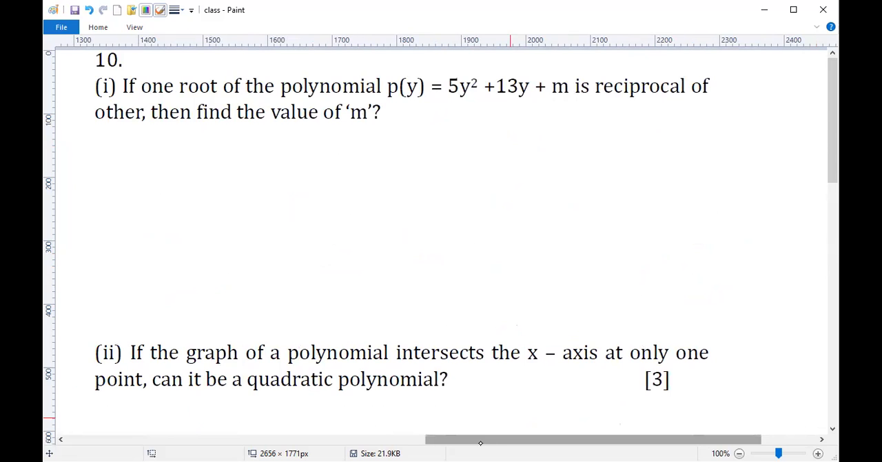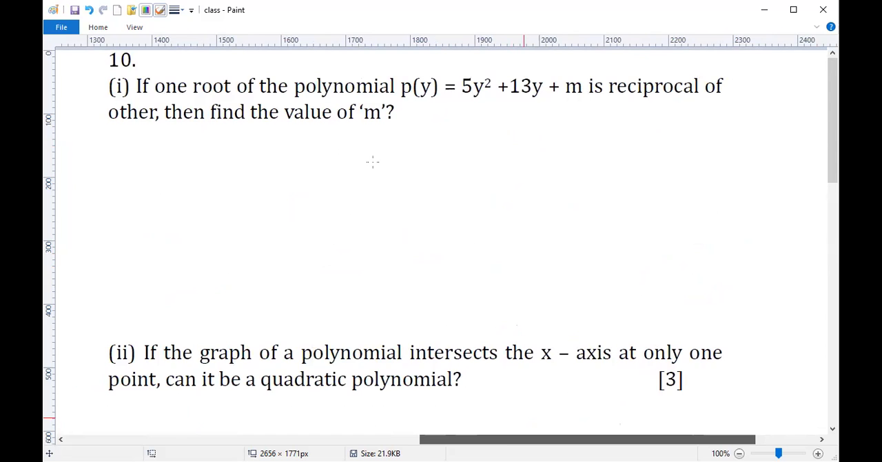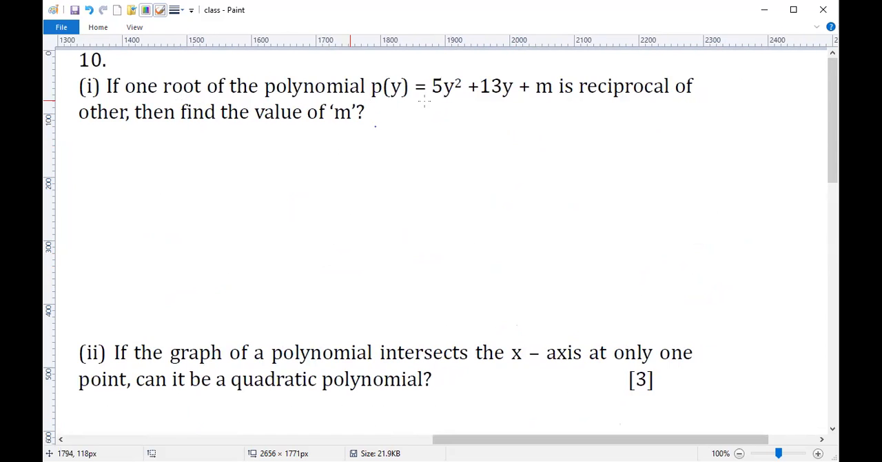Question number 10. If one root of the polynomial is reciprocal of the other, then find the value of m. See, this also has two subdivisions and you have to find out the answer. It's a 3-mark question in total. The first half carries 2 marks and the second half carries 1 mark. If one root is the reciprocal of the other.